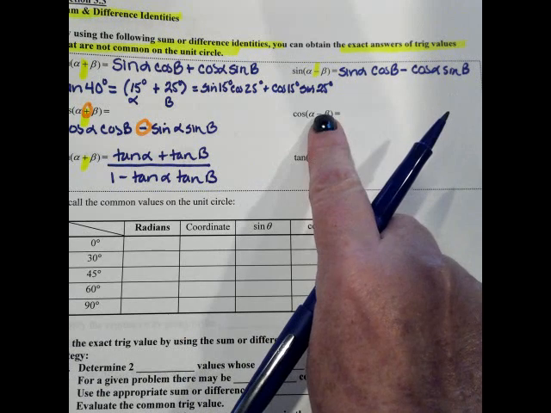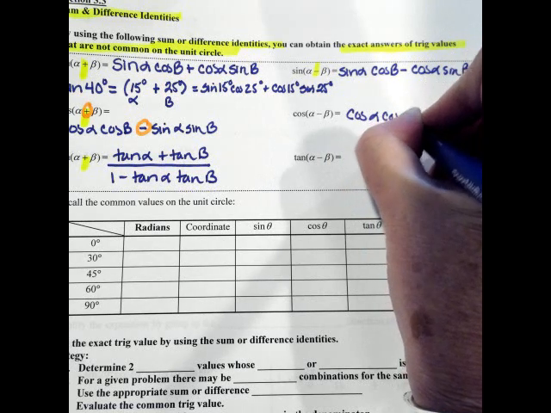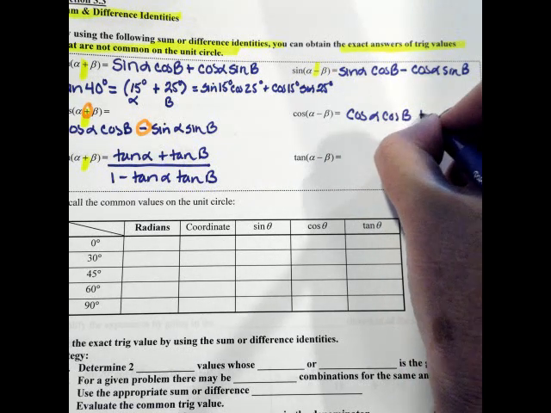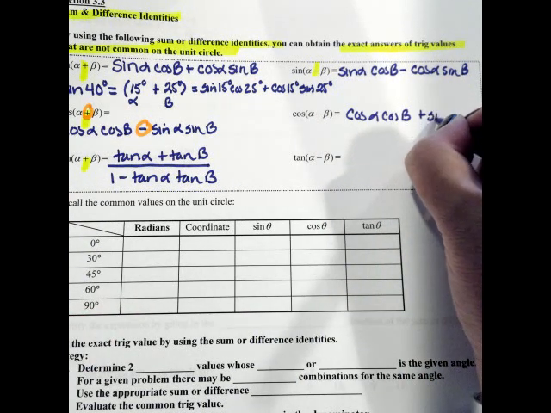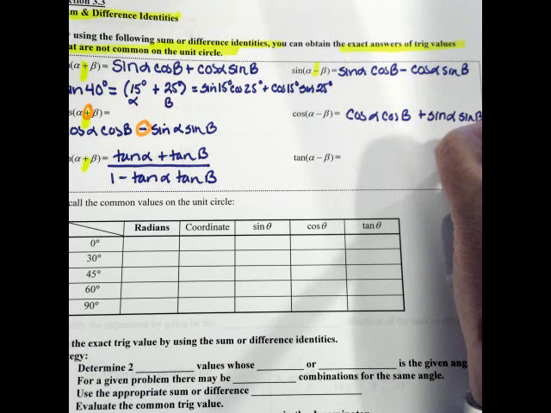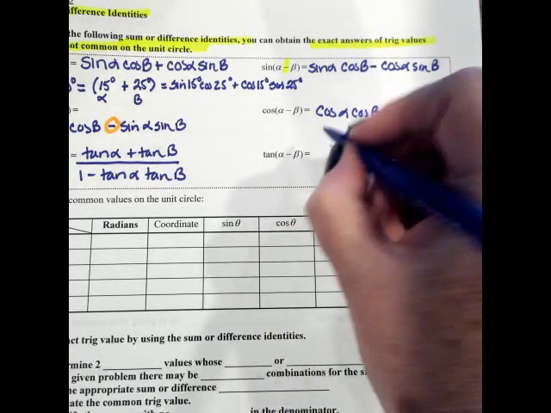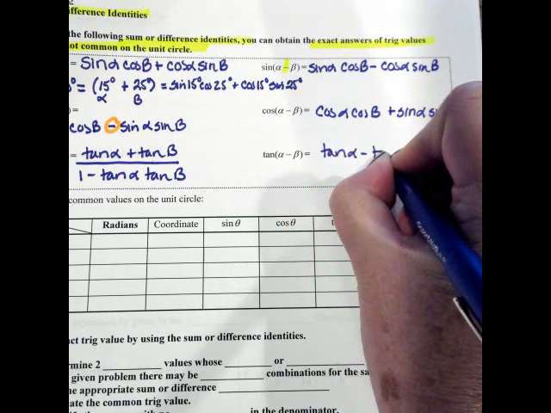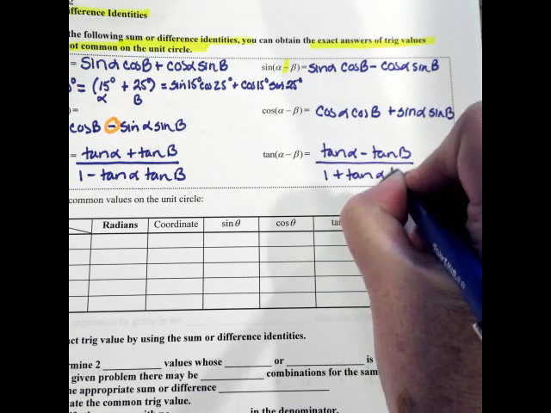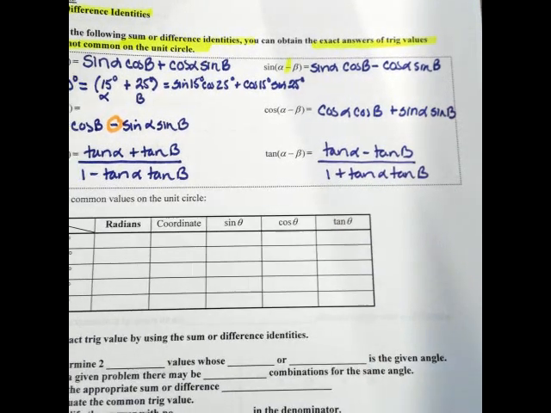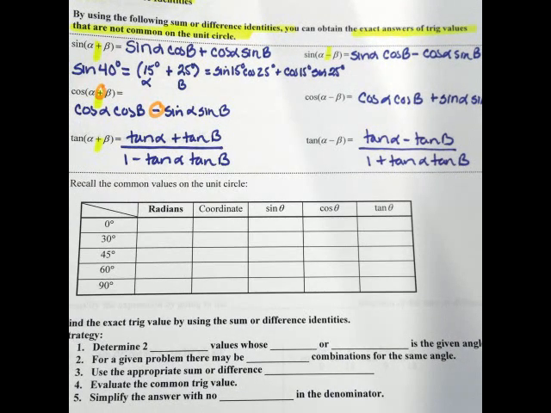Next is your cosine difference. So this is going to be your cosine alpha, cosine beta, plus. Now notice it's the opposite, just like that cosine sum was, plus it's going to be your sine alpha, sine beta. So there is your cosine difference formula. And then finally your tangent difference. Tangent alpha minus tangent beta all over 1 plus tangent of alpha, tangent of beta. So these are the 6 formulas we're going to be using actually in the next 2 sections.